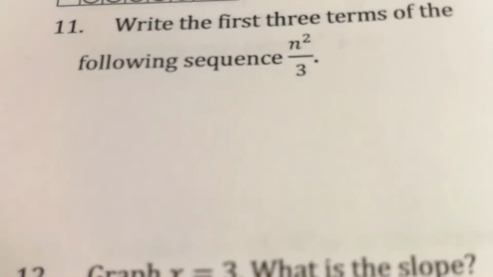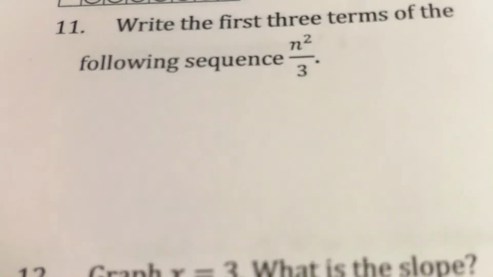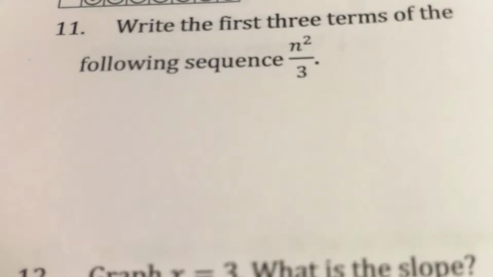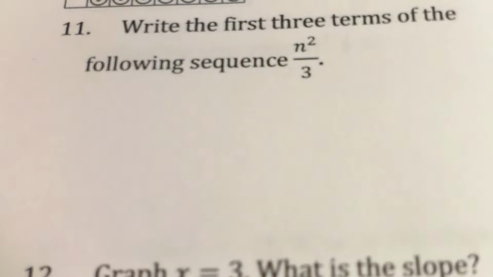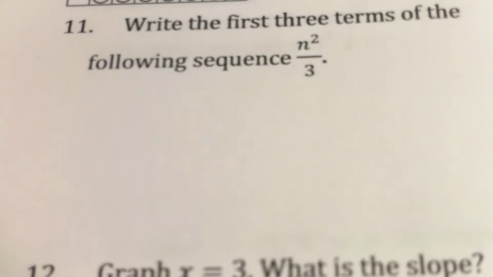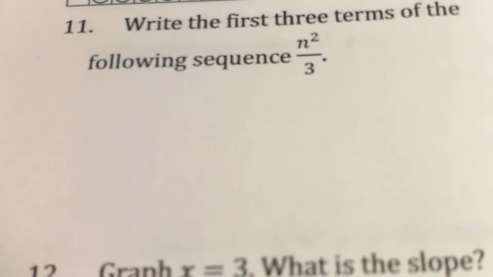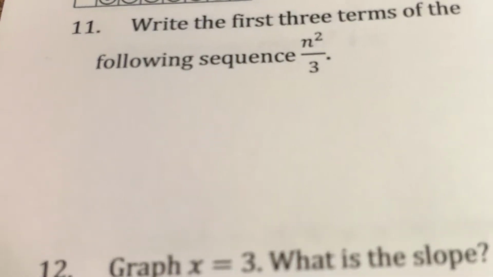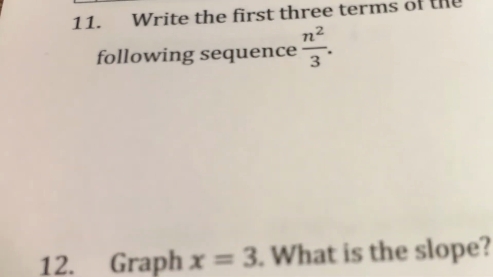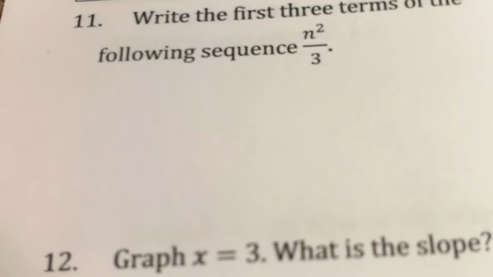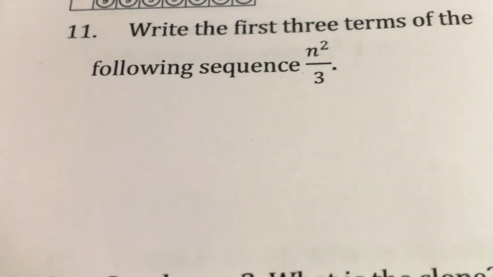Okay, for question 11, they are sequences. So it says find the first three terms of the following sequence. If we want to find the first term, we plug in a 1 for the n. If we want to find the second term, we plug in a 2 for the n. If we want to find the third term, we plug in a 3 for the n, and so on. Like if I wanted to find the 100th term, I would plug in a 100 in the n.